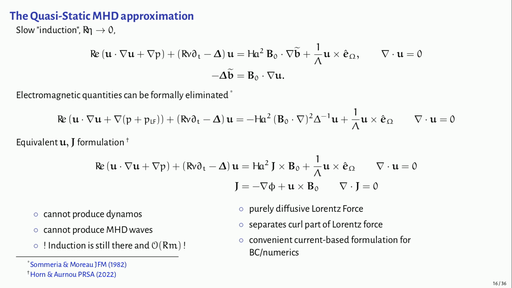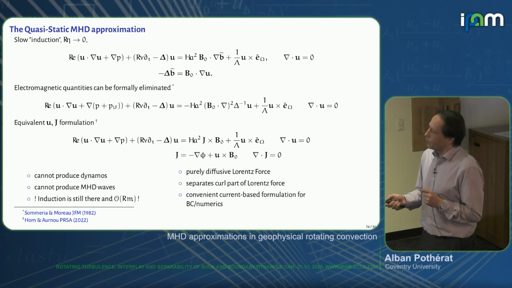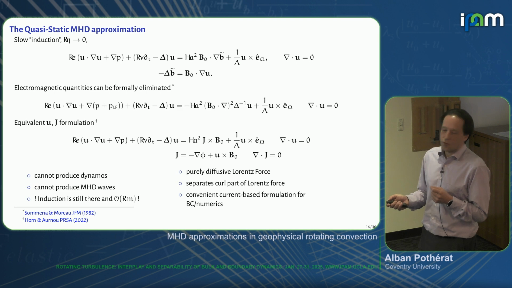So the first thing you can do with that is you can actually eliminate the electromagnetic quantities by inverting this equation. You get this very nice equation here. And that illustrates the diffusive nature of the Lorentz force here, okay? Because when you do that, you've actually also dropped the gradient part. So this is a purely rotational part of the Lorentz force.